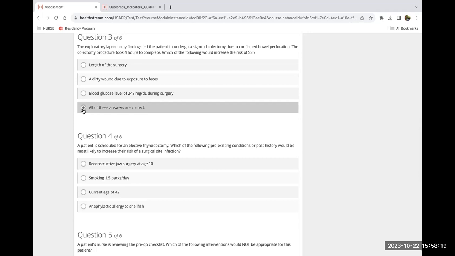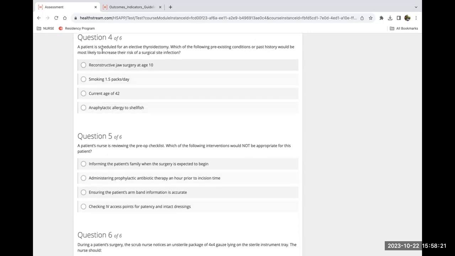A patient is scheduled for an elective thyroidectomy. Which pre-existing condition or past history would be most likely to increase their risk of a surgical site infection? Previous surgery, smoking.